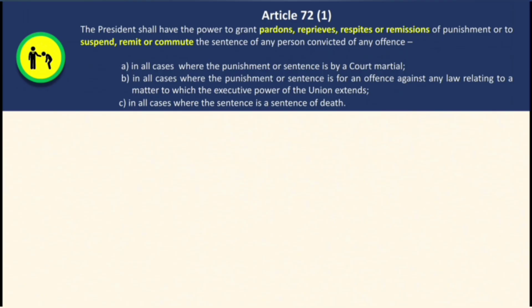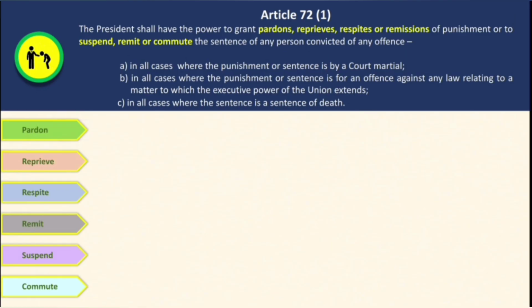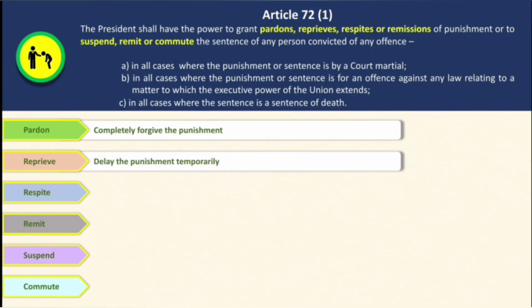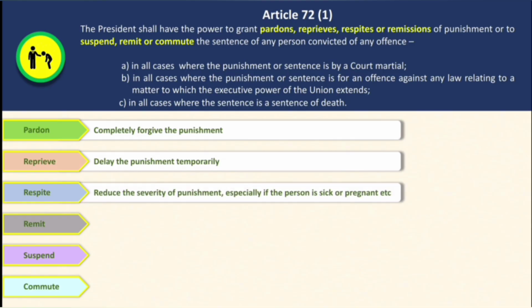Clause 1. President's power to forgive or reduce punishment. According to this clause, the President can pardon, reprieve, respite, remit, suspend or commute any punishment given by the court, even a death sentence. Pardon means completely forgive the punishment. Reprieve, delay the punishment temporarily. Respite, reduce the severity of punishment, especially if the person is sick, pregnant, etc.